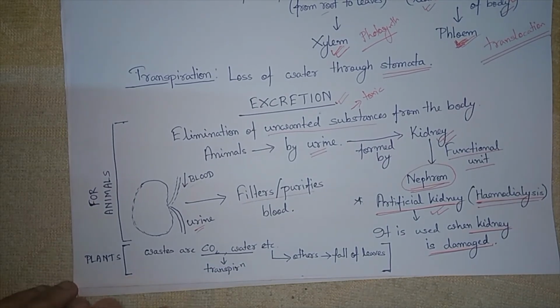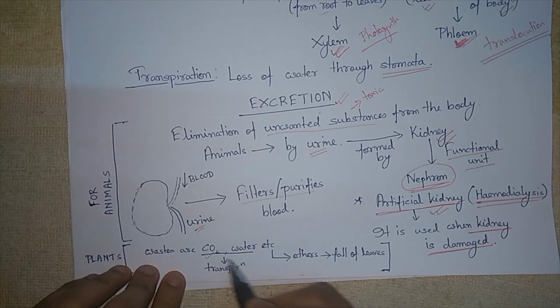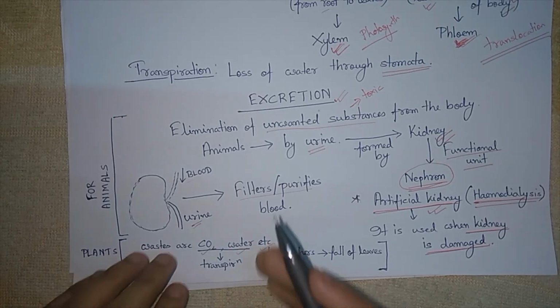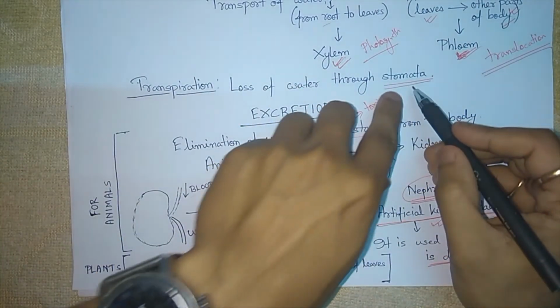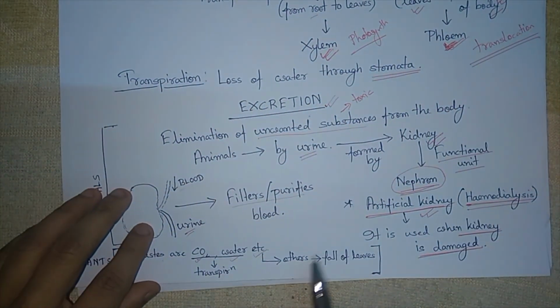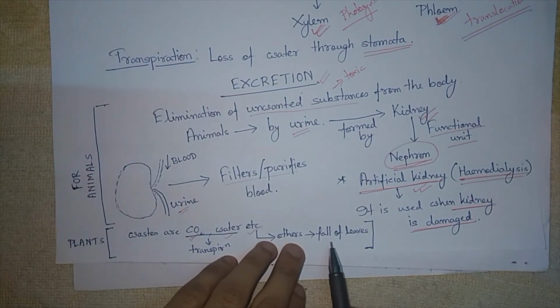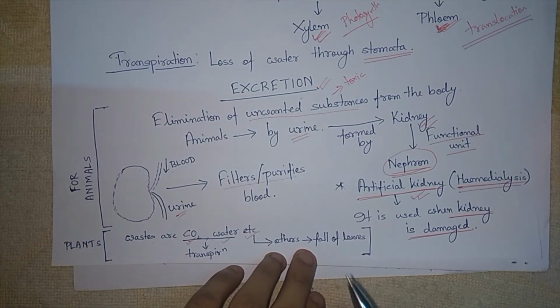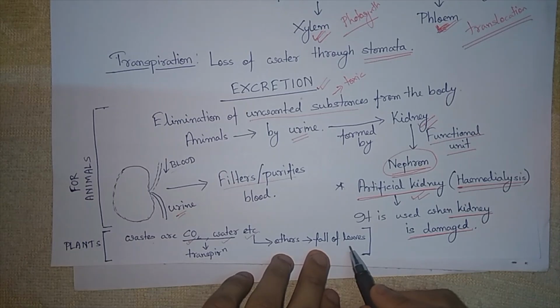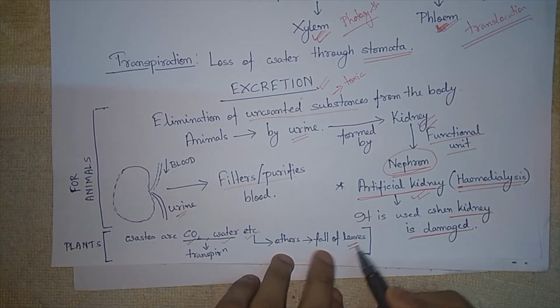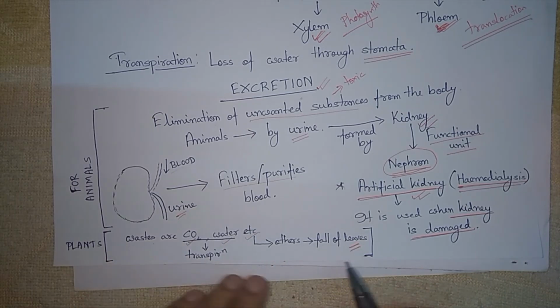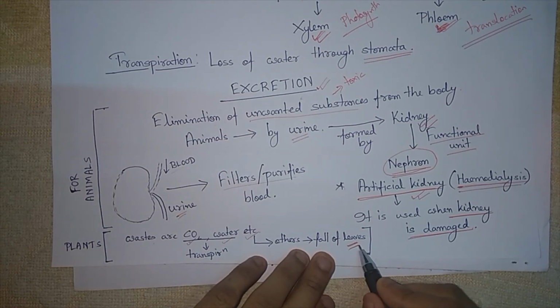In case of plants, this is very simple because the wastes are simple. The wastes are carbon dioxide, water, etc. I have already told you that carbon dioxide and water are excreted through stomata, and the other substances are eliminated by losing different parts of the body, like the fall of leaves. The fallen leaves contain harmful, toxic substances of the plants. So they eliminate the whole part, the falling of leaves.